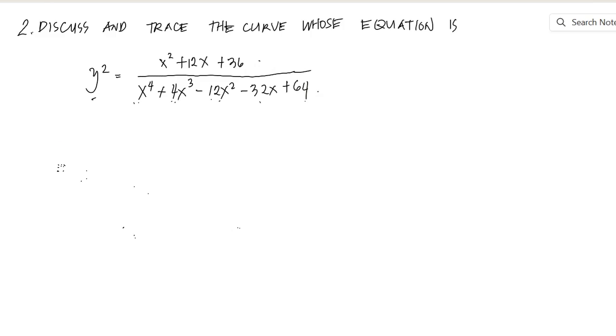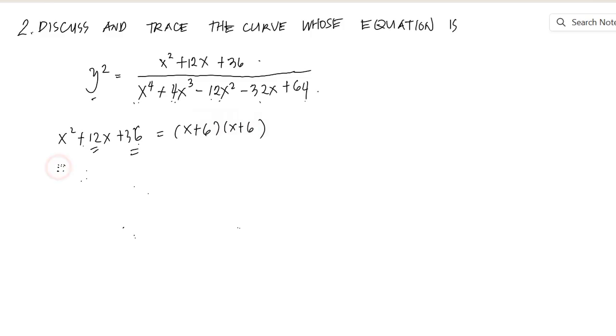The first thing that we are going to do is to find the factors of the numerator and the denominator. For the numerator, we have x squared plus 12x plus 36. Since the constant is 36, we find the factors of 36 that if added would give us 12. That would be 6, because 6 times 6 is 36 and 6 plus 6 is positive 12. So we have x plus 6 and x plus 6.